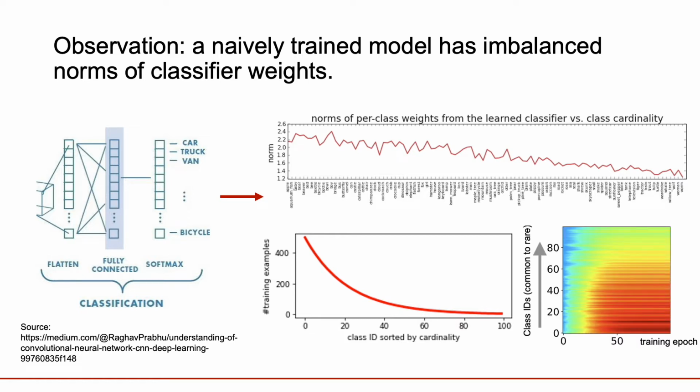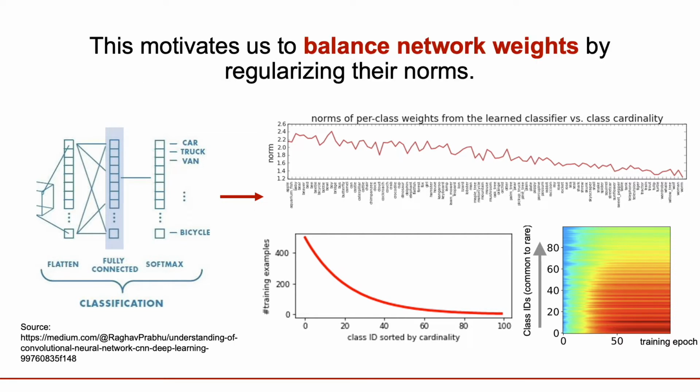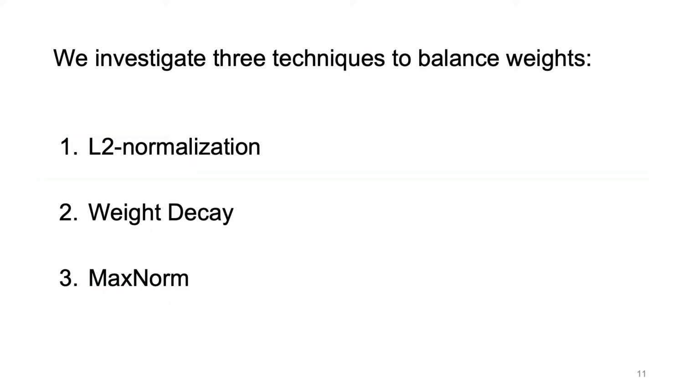And here we can see how the classifier weights are evolving during the training, starting from almost equal randomized weights, which are the blue colors in epoch 1, to imbalanced ones at the end. This motivates us to balance the network weights by regularizing their norms. We explore 3 techniques to balance weights. First, L2 normalization, second, weight decay, and third, MaxNorm.